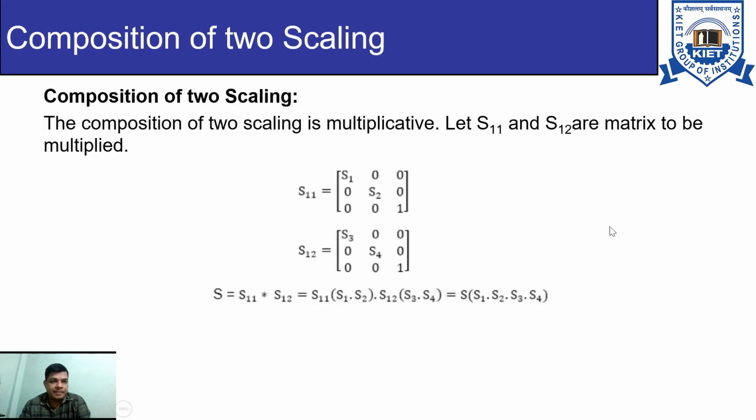But scaling is different. Two successive scaling operations are not additive, they are multiplicative. The composition of two scalings is multiplicative. Let S11 and S12 be the matrices to be multiplied. This is the first scaling that we apply on an object, and this is the second scaling that we apply on an object. The resultant scaling is S1 into S3 0 0, 0 S2 into S4 0, 0 0 1. So this is the resultant matrix. Thank you.